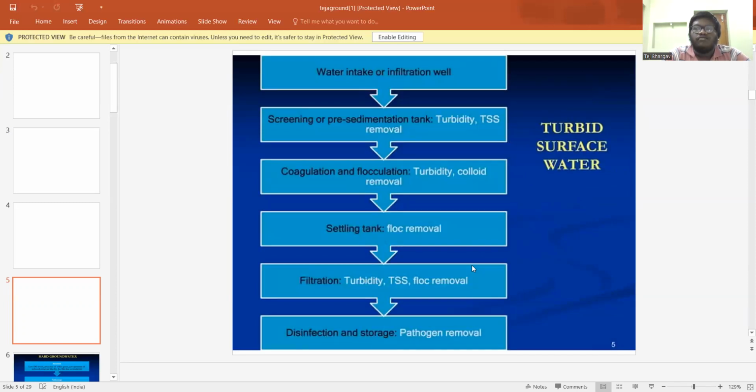Water intake or infiltration well. Next, there are some particular steps for turbid surface water. They are water intake or infiltration well, screening or pre-sedimentation tank for turbidity and TSS removal, coagulation and flocculation for turbidity and colloid removal, settling tank for floc removal, filtration for turbidity, TSS and floc removal, disinfection and storage.